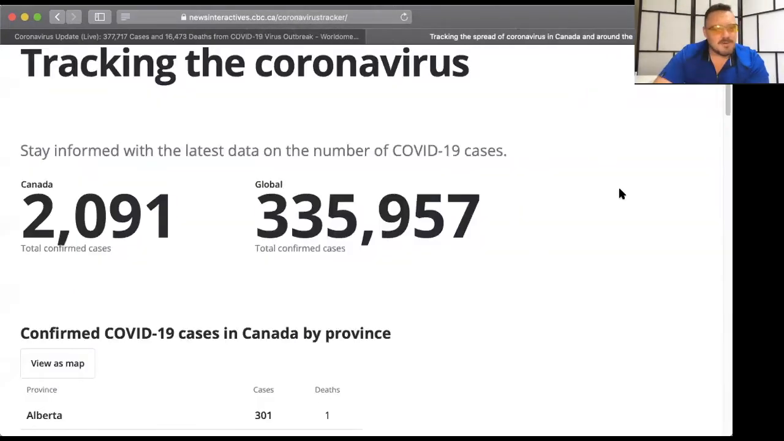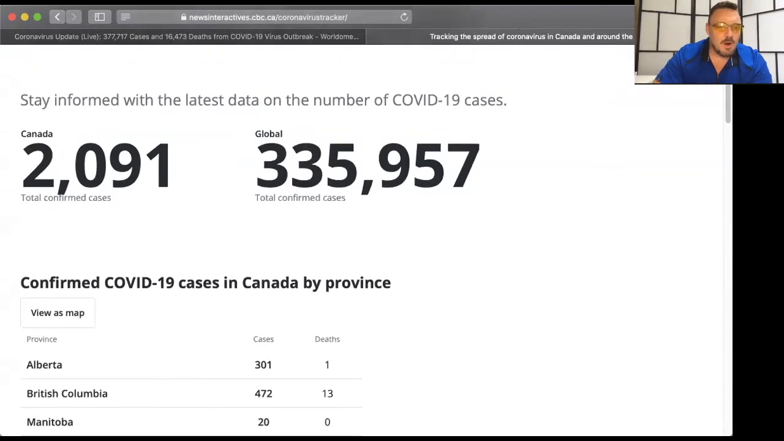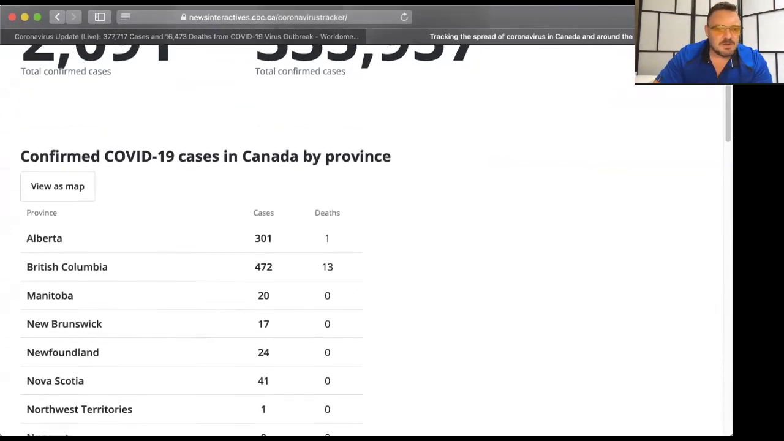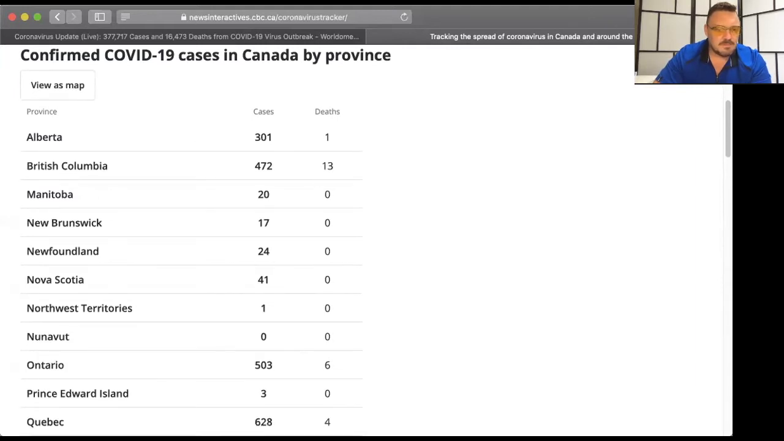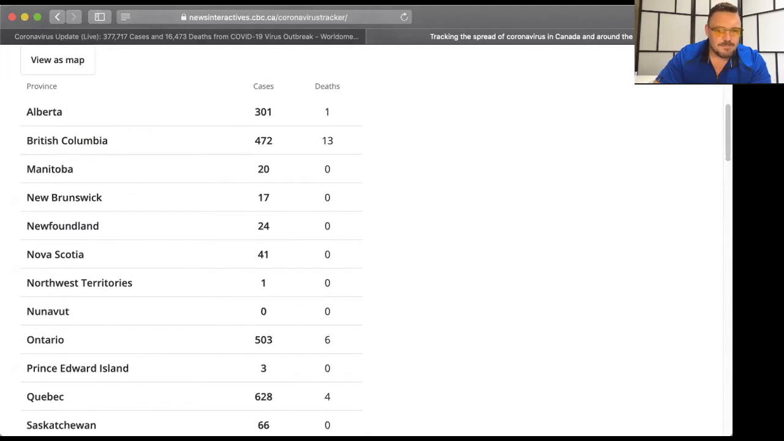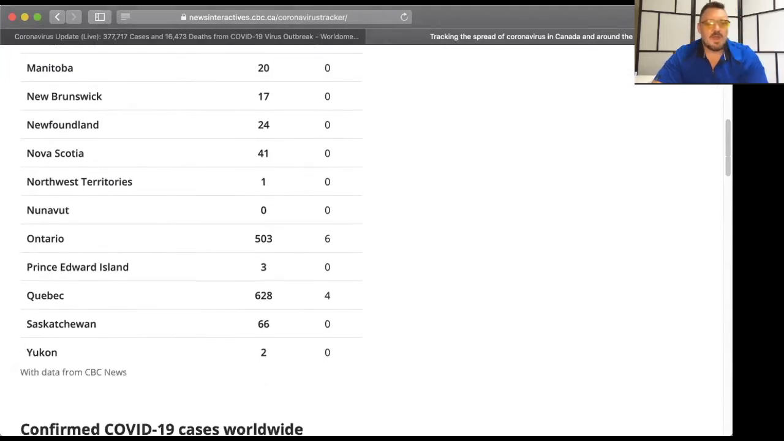Let's take a bit of a deeper dive into Canada. We are coming up to 2,100 cases in Canada. British Columbia, 472, 13 deaths. Ontario, 503, 6 deaths.